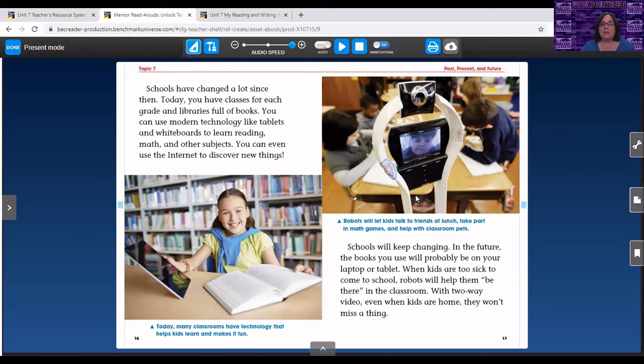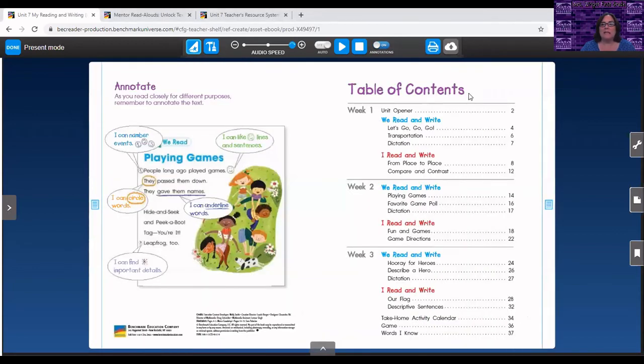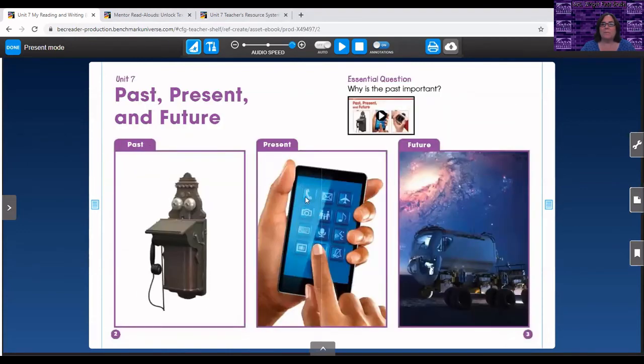Okay, now that we've talked about that, I have assigned you on Benchmark your consumable, and it's called Let's Go, Go, Go. So I'm going to move the screen to the consumable, and then I'll tell you what you need to do for your assignment. Okay, you're going to go to the assignment on Benchmark that's titled Let's Go, Go, Go. And you're going to look at your consumable, past, present, and future. Let's go to our table of contents, and we're going to find Let's Go, Go, Go right there. And what page are we going to find it on? 4. So I'm going to go to page 4. Oh, here we go. Past, present, future.